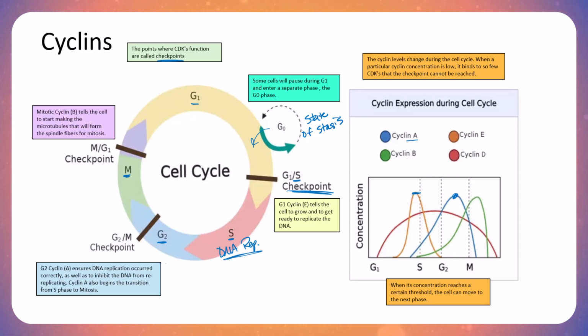Mitotic cyclin, which is cyclin B, tells the cell to start making the microtubules that will form the spindle fibers for mitosis. Remember our discussion of mitosis. Spindle fibers are crucial not only in aligning chromosomes correctly and pulling sister chromatids apart, but also elongating the cell and constricting the cell in the middle, that contractile ring, that will allow the cleavage furrow to form, and eventually cytokinesis will take place.